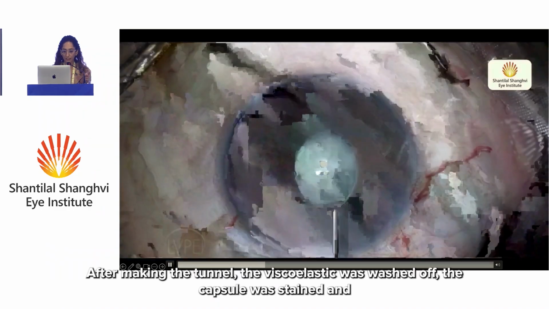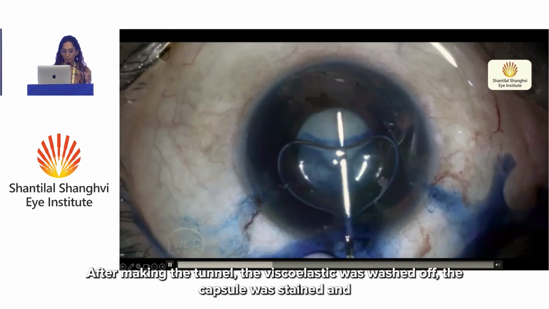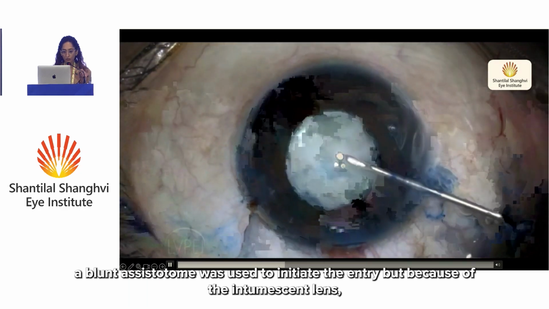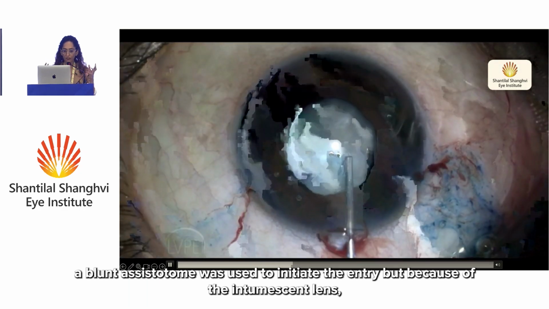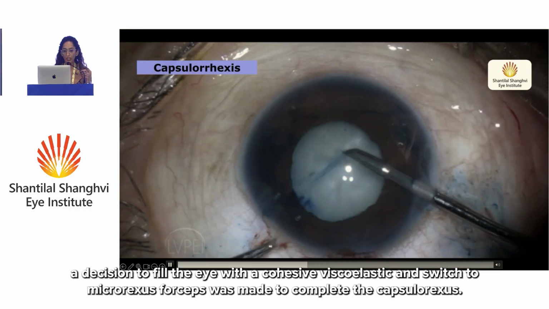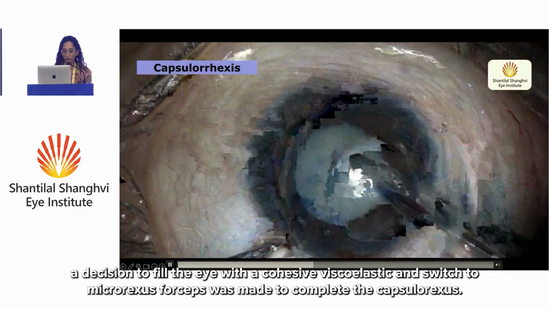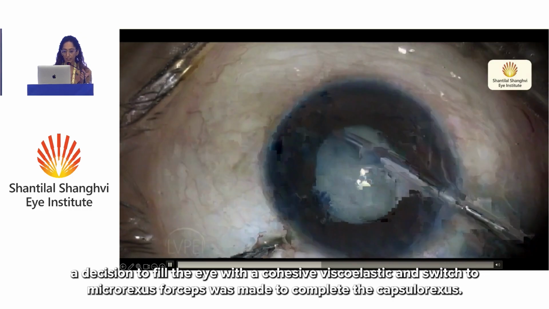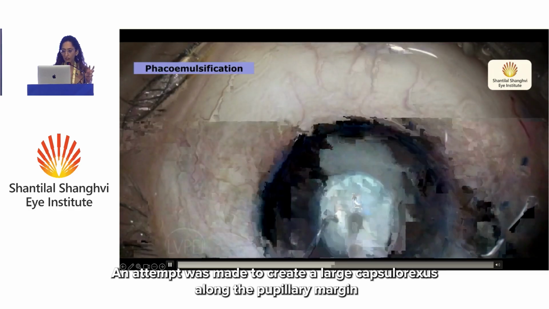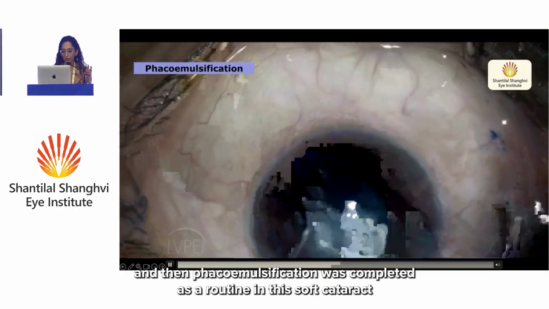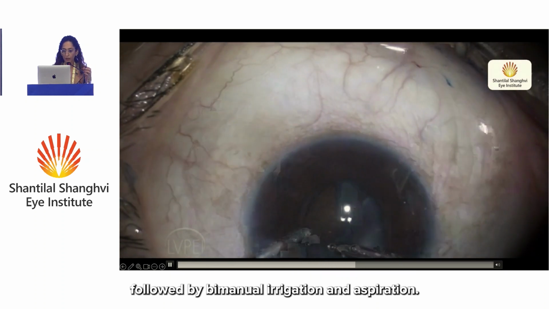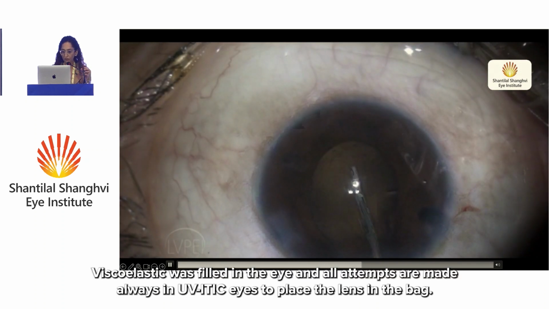After making the tunnel, the viscoelastic was washed off, the capsule was stained, and a blunt needle was used to initiate the entry. But because of the intumescent lens, a decision to fill the eye with a cohesive viscoelastic and switch to microrhexis forceps was made to complete the capsular rhexis. An attempt was made to create a large capsular rhexis along the pupillary margin, and then phacoemulsification was completed as a routine in this soft cataract, followed by bimanual irrigation and aspiration.